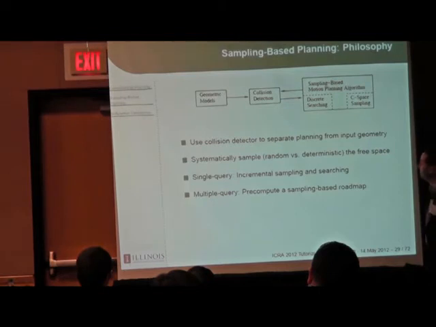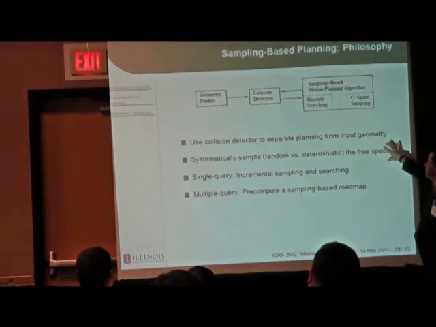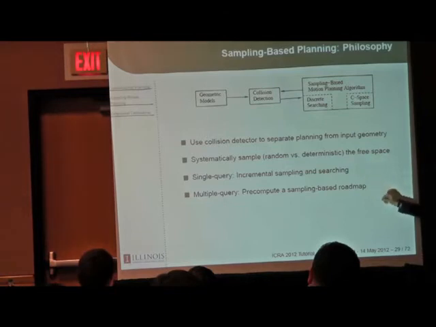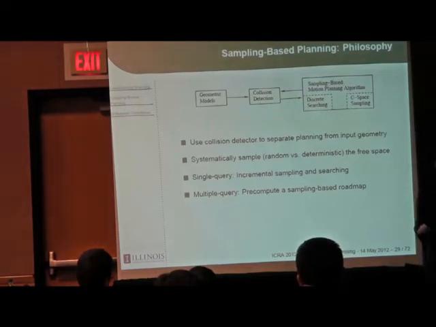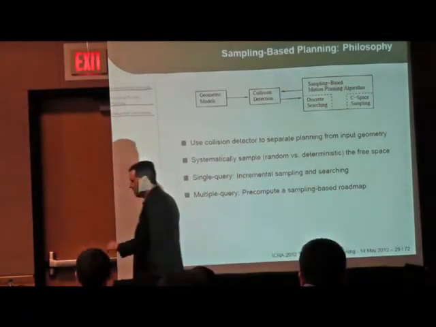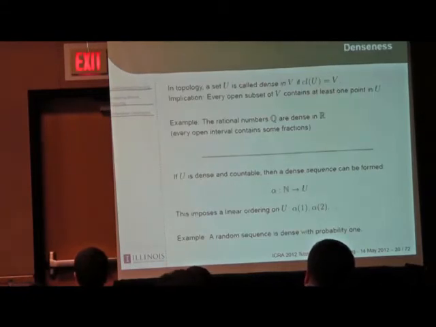All right, so the collision detector separates it out, and we try to somehow systematically sample the space that we have. And the methods generally divide into single query and multiple query. Query is what? Like question. How many initial goal pairs do I want to solve, right? I want to get from here to here, and then here to here, and then here to here. That's multiple query. Single query is just one shot. For a given problem, I just need one problem solved and I'm done.